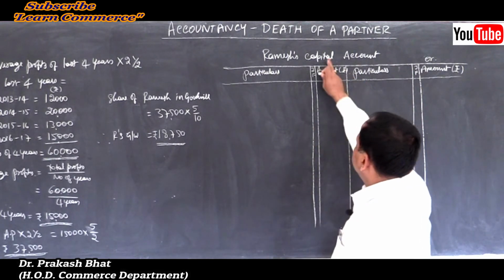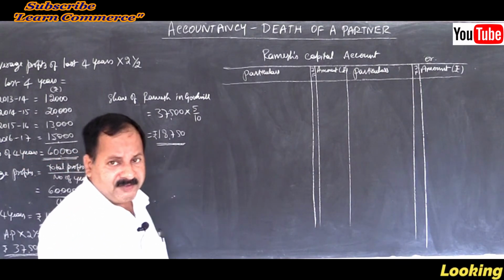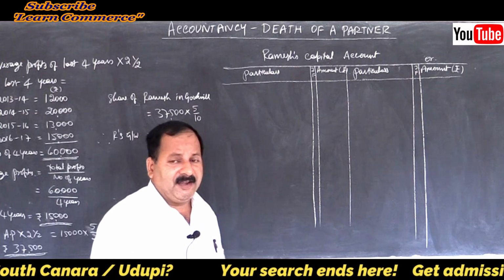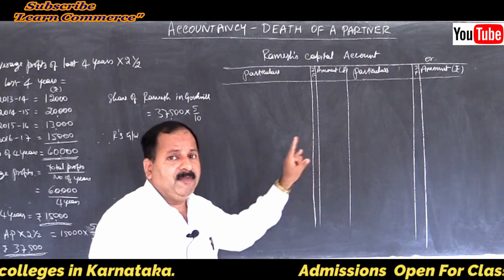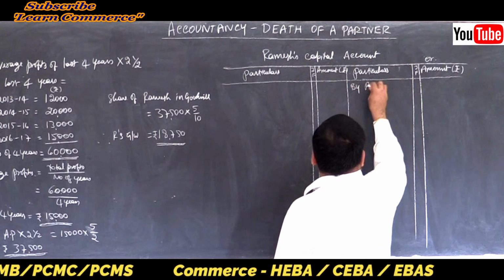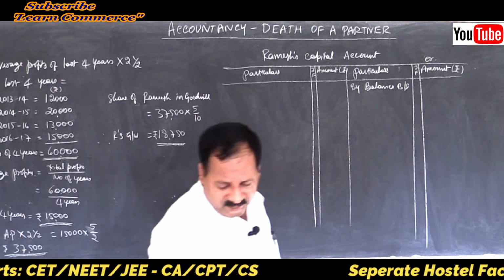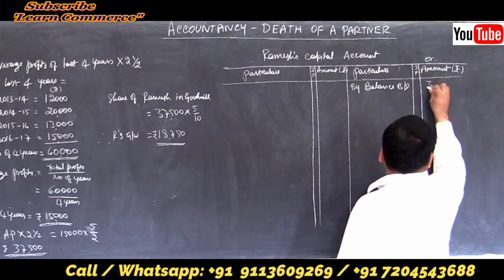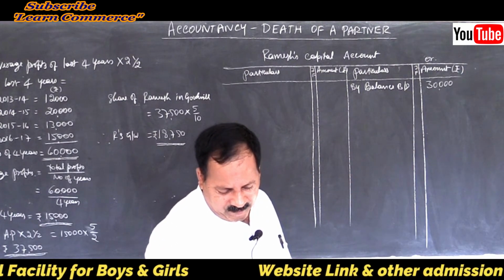By this is capital account. What should be the starting point? I told you very clearly. If it is executor's account, by capital account, right? What is the starting point? By balance brought down. So right here, by balance brought down. Write the amount. How much? What is the capital of that person? 30,000. Is that correct? Ramesh, 30,000. Yes. Write it first. Then go on paying one by one.